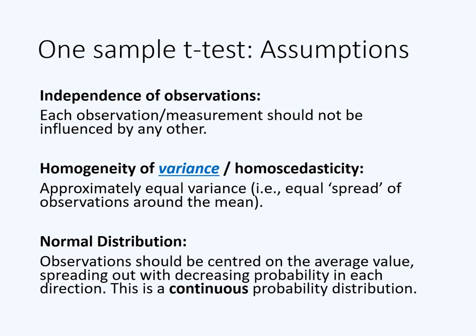Before you do a one-sample t-test, there are some assumptions or requirements that your data must meet. These include independence of observations, which means that each observation or measurement should not be influenced by any other. Homogeneity of variance, meaning that the spread of observations around the mean should be approximately equal. And normal distribution, meaning that observations should be centered on the average value, spreading out with decreasing probability in each direction.